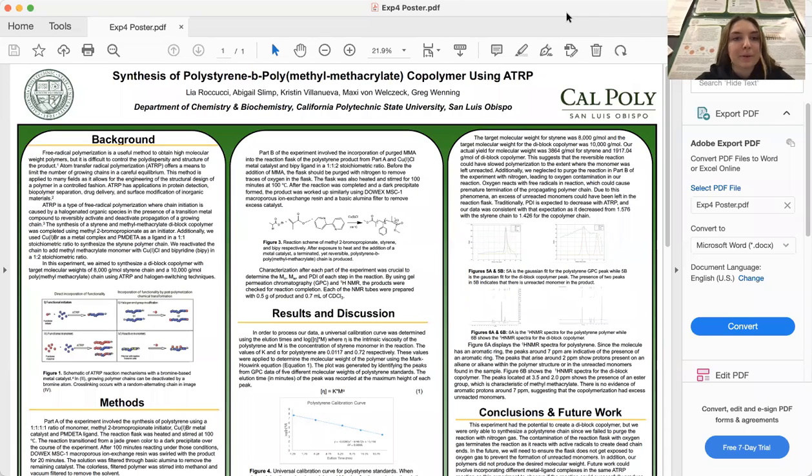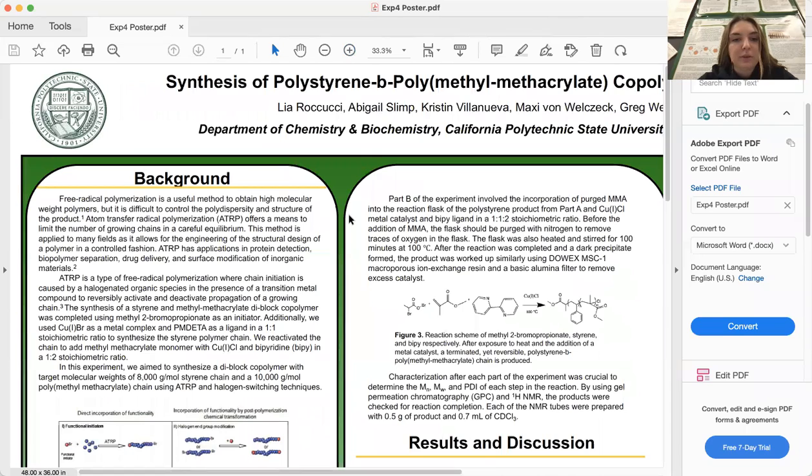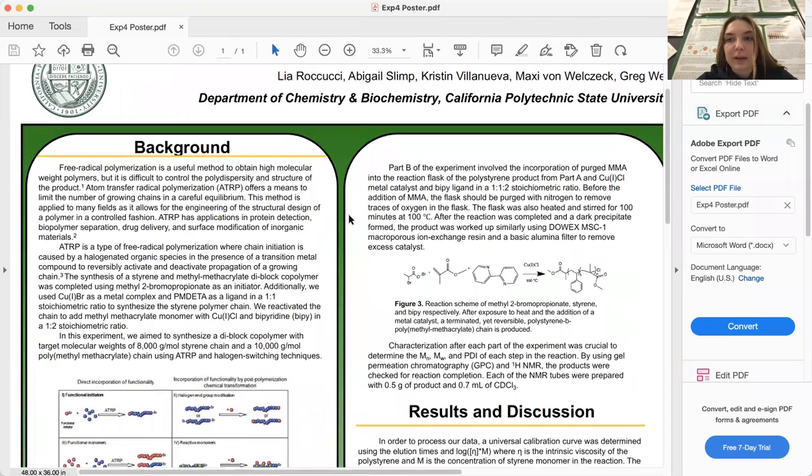All right, here's my poster of the synthesis of polystyrene block polymethyl methacrylate copolymer using ATRP. Starting with the background, I wanted to include some information about free radical polymerization and its limitations, such as it is difficult to control molecular weight. It generally has a high molecular weight yield.